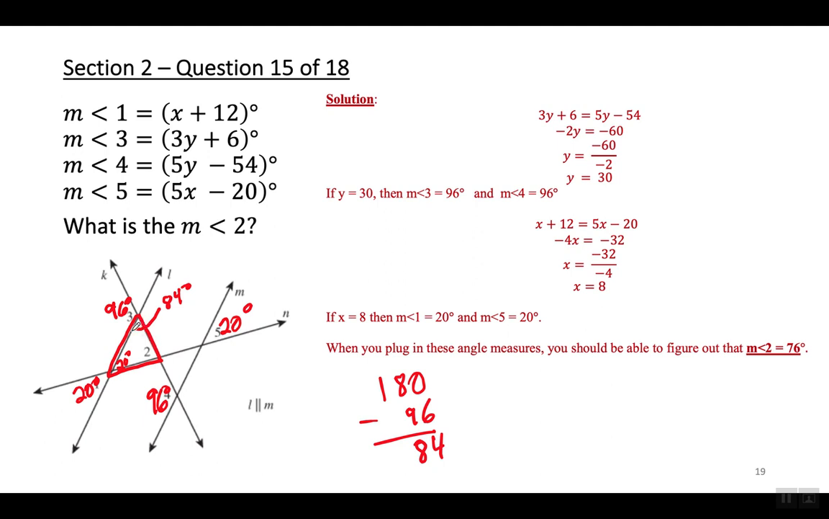And then last step, when you add up all the angles in a triangle, it always equals 180.